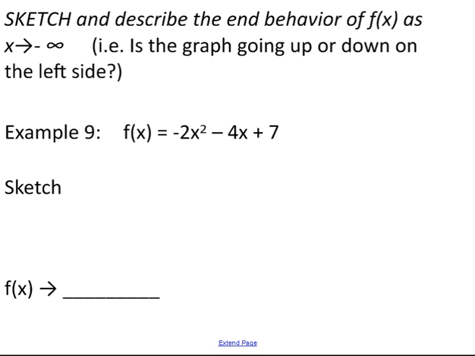Let's take a look at example 9. I have f of x is equal to negative 2x squared. I'm going to look at the degree and the leading coefficient. The degree is 2, which is even, so both ends are going to go in the same direction. The leading coefficient is negative, so that means the right side is going to go down. Since they have to go in the same direction, that means the left side has to go down.